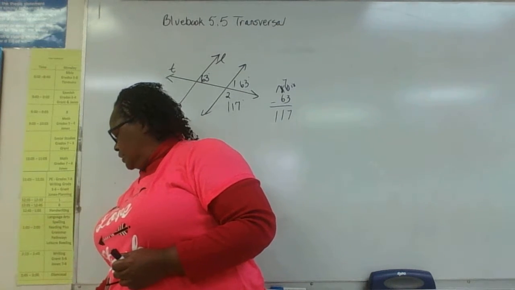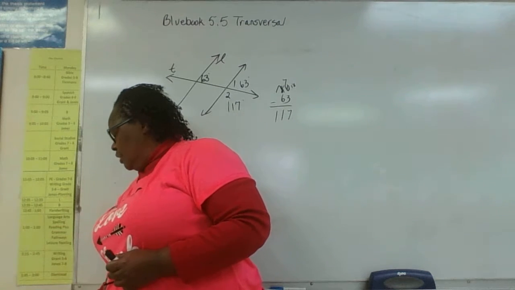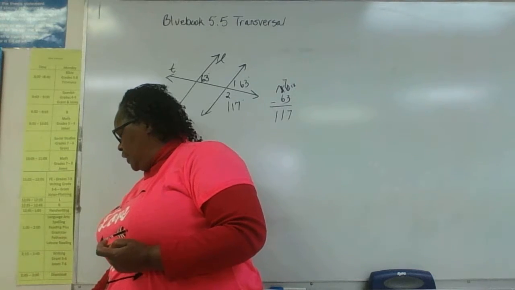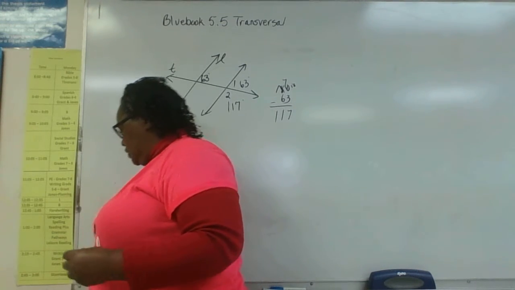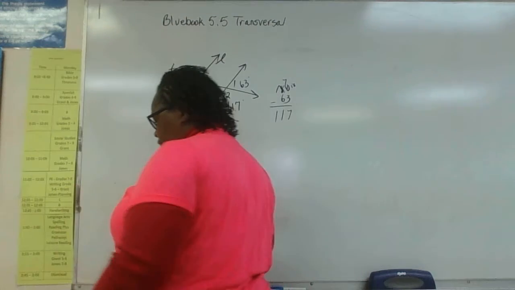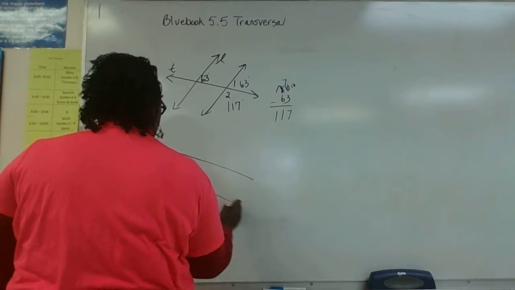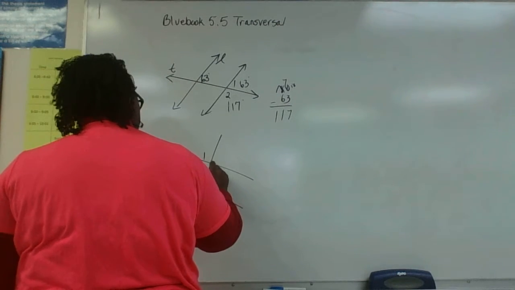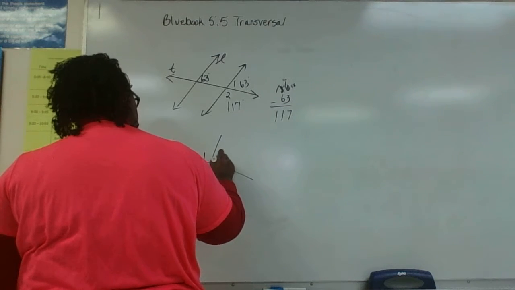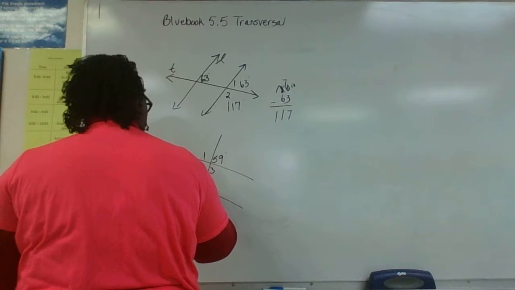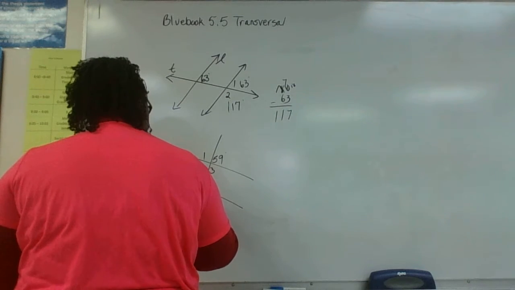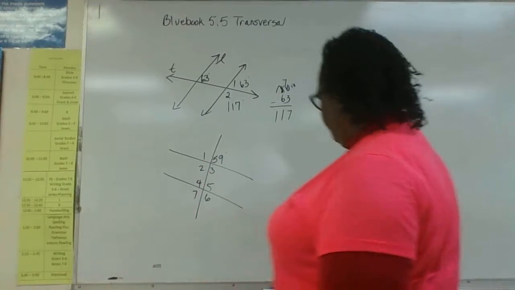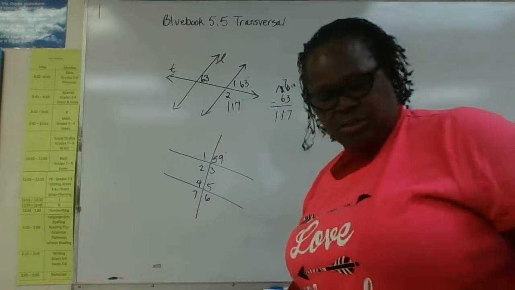Let's move on to example 2. On example 2, it says use a figure to find the measure of the numbered angles. So let's take a look. We have parallel lines. We have a transversal. This is 1, 2, 3. This is 59. This is 4, 5, 6, and 7. They want us to find the measure of all of the angles. Let's see if I can use a different color here.